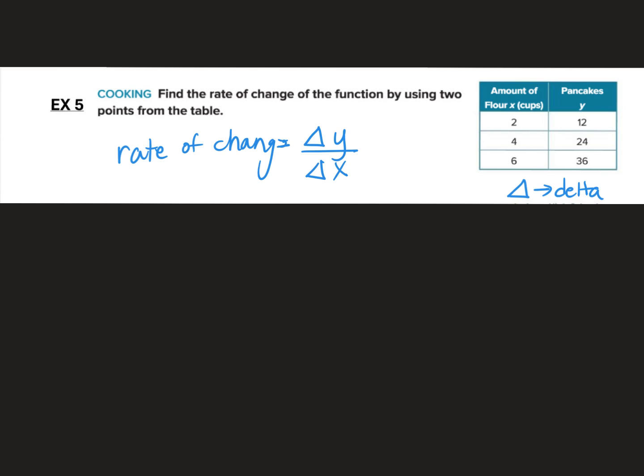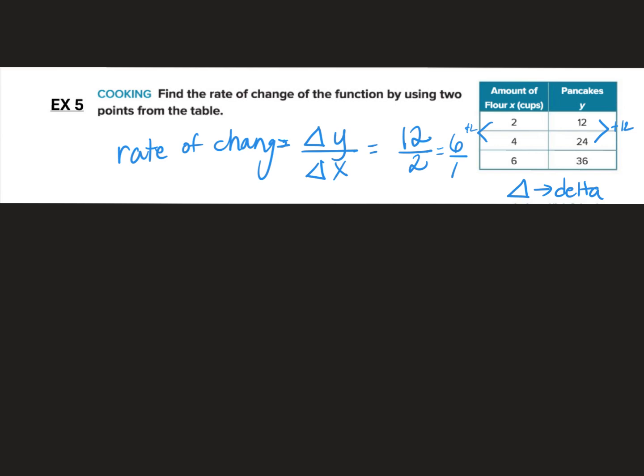So when you have a table, how is this changing? How is your y value changing? You are adding 12. So 12 would be in my numerator. And if you were showing work, you would want to make sure to write down that adding 12 for your y, and then the same thing for your x. What's happening for the amount of flour, you're adding 2. So the change in y over the change in x, which would be 6 over 1.